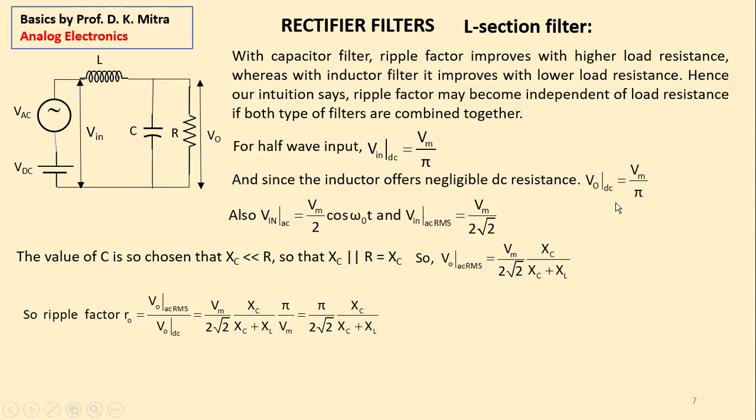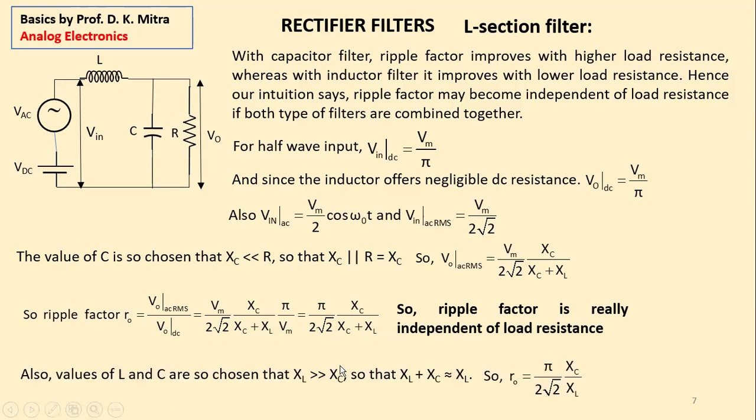So what is the ripple factor? This AC divided by this DC. AC is this and DC is this. So it is pi by 2 root 2 times XC divided by XC plus XL. Then there is the next design factor. Find here, this ripple factor is independent of the load resistor. That is the beauty of the L section filter or LC filter. Here, the ripple factor will be the same irrespective of what your load is, that means where you connect your rectifier. That is the beauty of this L section filter, right?